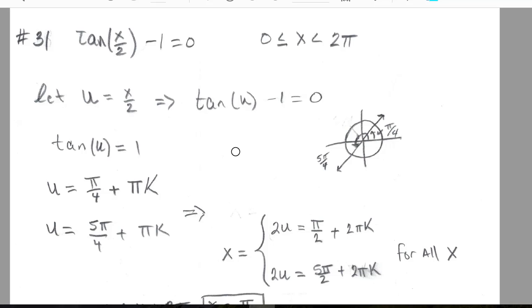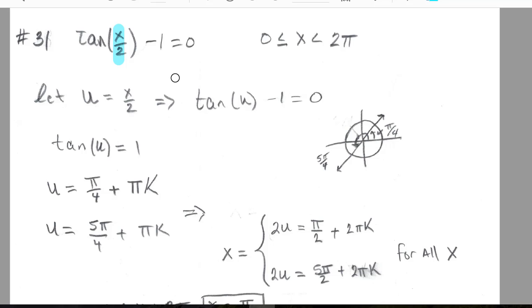This is MA 108, section 5.3, number 31. This problem is asking us to find the tangent of x over 2 minus 1 equals 0 on the interval from 0 to 2 pi. So one thing we first of all see is we don't have x in this case, we have x over 2.